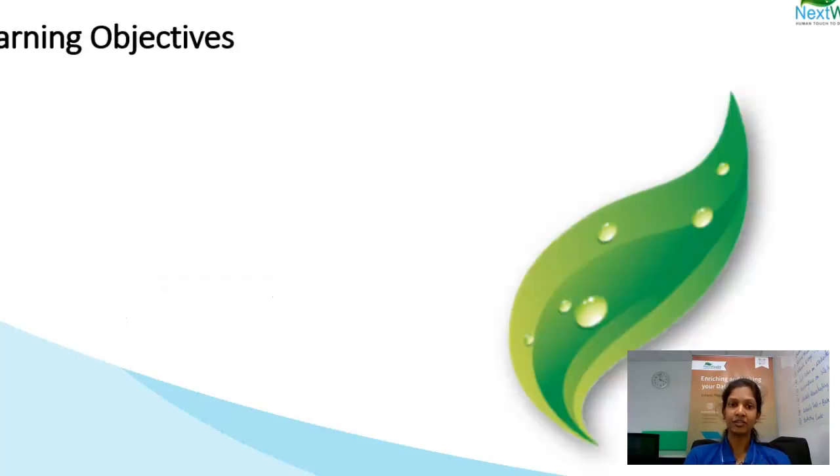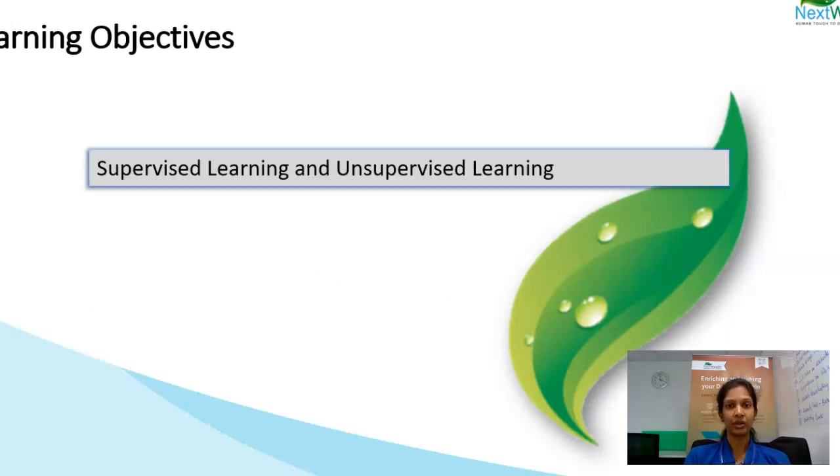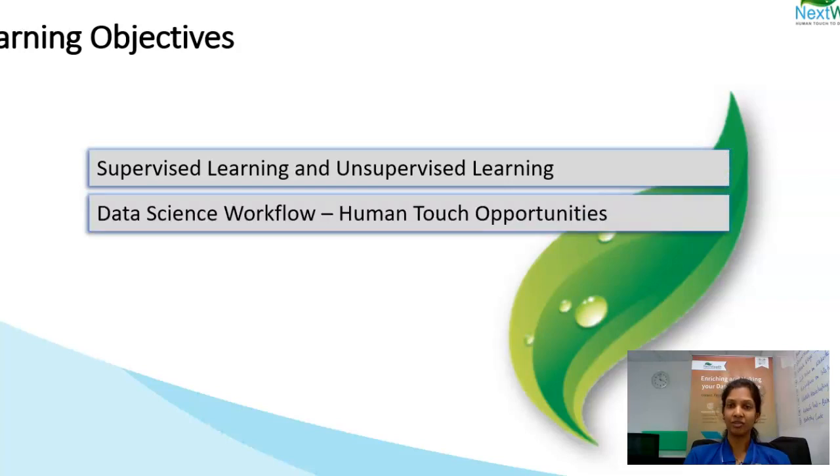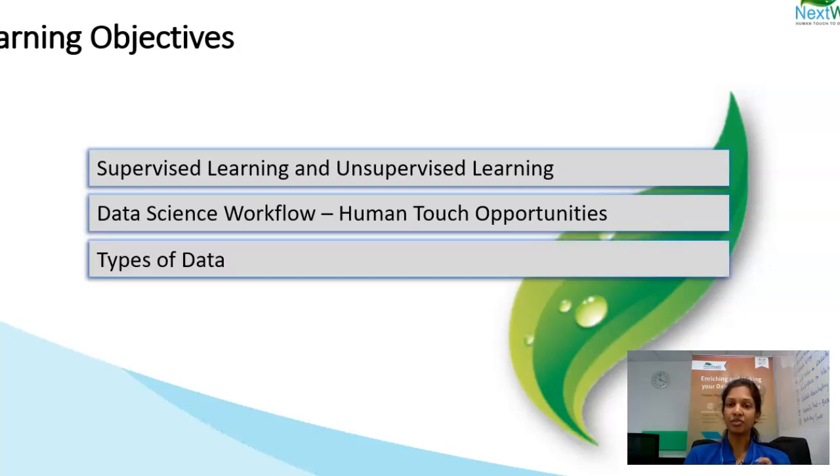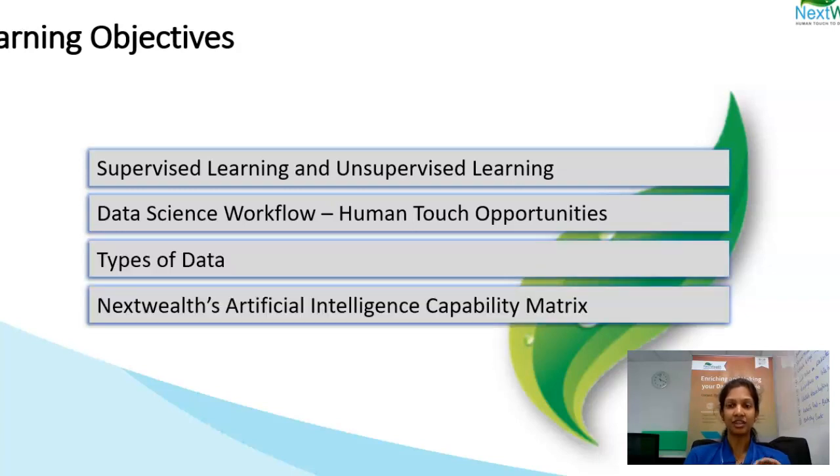Our learning objectives for this session would include supervised and unsupervised learning, data science workflow, the human touch opportunities. Does it ring a bell? Yes, our tagline. Types of data and Nextwell's artificial intelligence capability matrix. By the end of this session, you will have a very good understanding of all of these topics. Most importantly, why are we learning all of these?